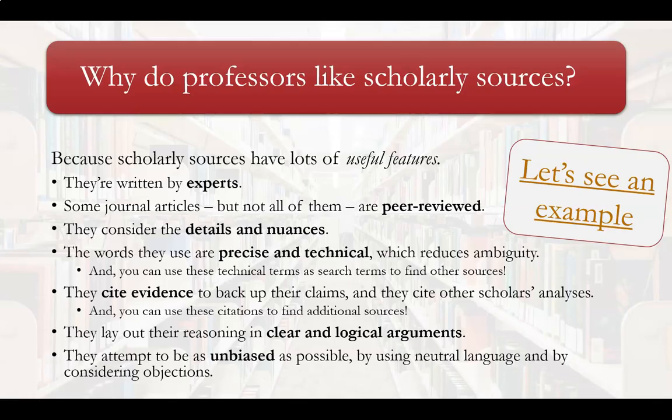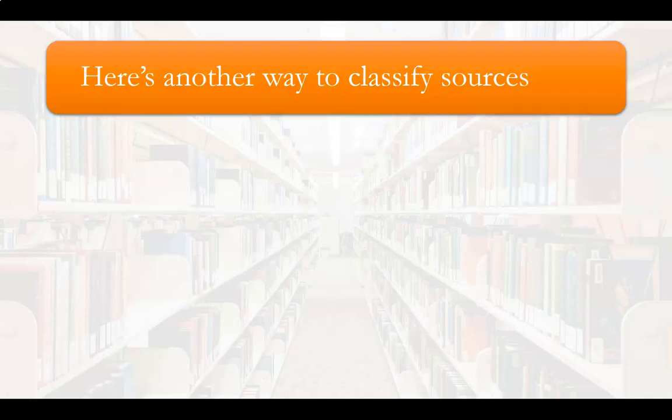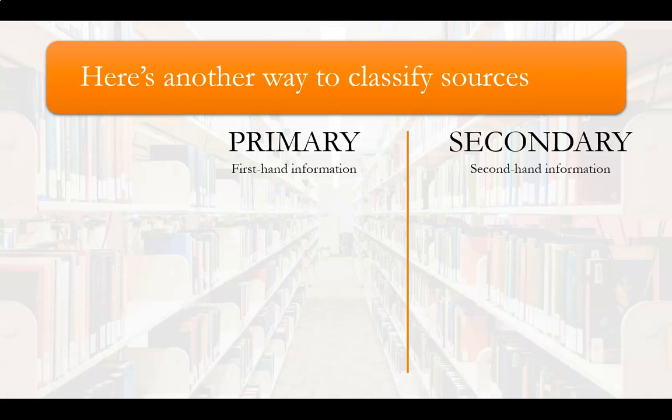So that's one way to divide up all the sources that exist out there. We can classify some of them as popular and some of them as scholarly. But that's not the only way to divide up all these sources. There's another way to classify sources. We can also sort them into primary sources and secondary sources. This is not the same thing as popular versus scholarly. Yes, I know they both begin with the letters P and S, but that's a coincidence. This is a different distinction that we're talking about now.